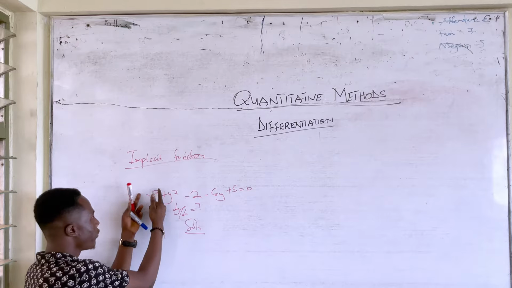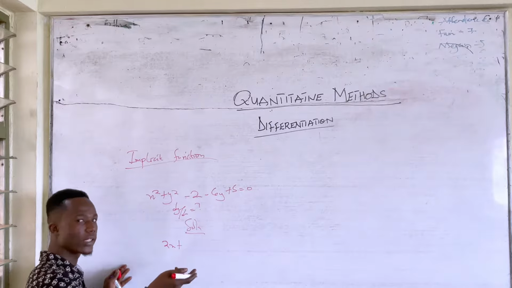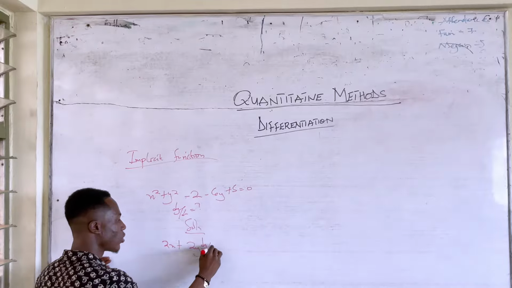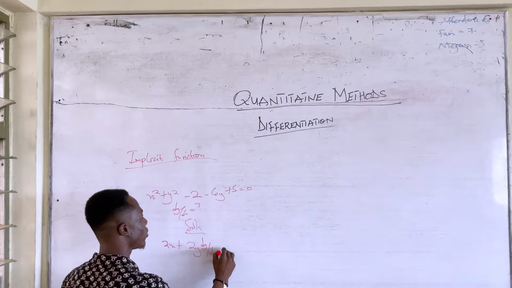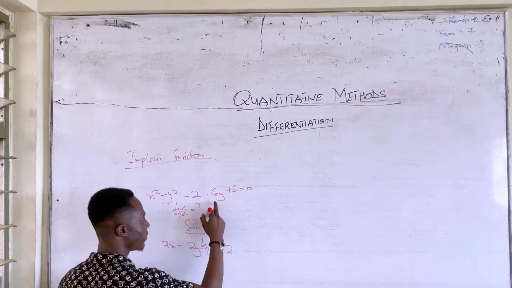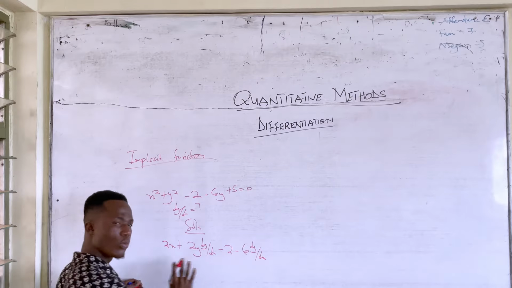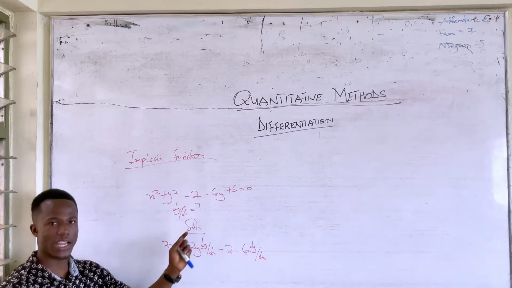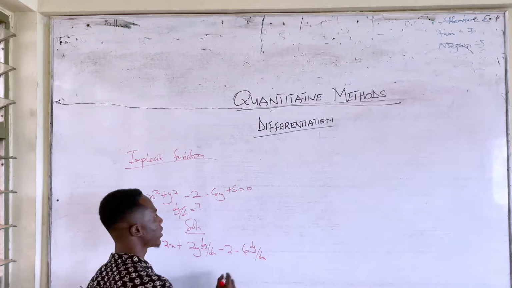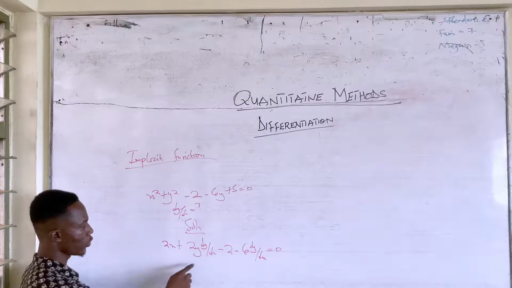So simple. If you differentiate x squared, you get 2x, right? Plus, if you differentiate y squared, you get 2y dy/dx because it is y. So you bring dy/dx. Minus, if you differentiate negative 2x, you get negative 2. For negative 6y, you get negative 6 dy/dx. I hope you understand. Anytime you see y in the function and you differentiate it, you attach dy/dx to it. But if it is x, you leave it like that. Then this constant term will give you 0. So now you have dy/dx.